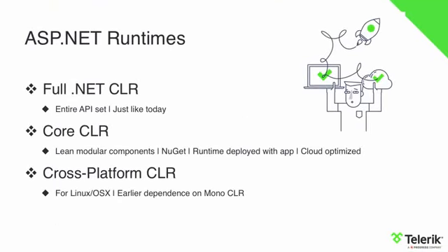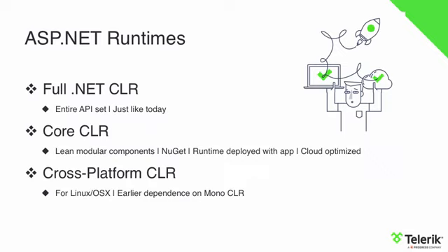Now, once you build your web applications with ASP.NET 5, your next question is going to be, how is it going to run? Now, with ASP.NET 5, you get a couple of choices for runtimes. First is the full .NET CLR. This is the same as running your ASP.NET applications on top of the .NET Framework 4.6. Just like today, you have the entire API set of the .NET Framework at your disposal.